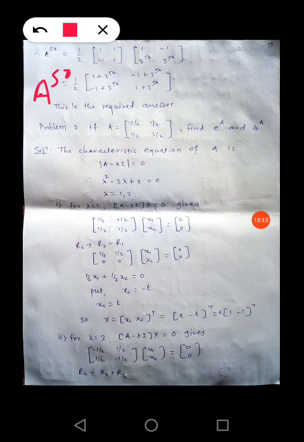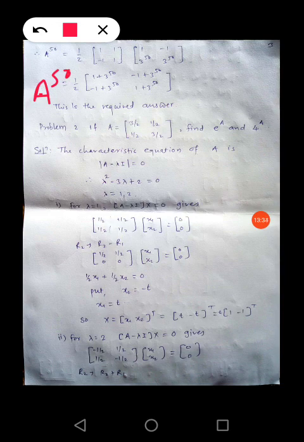It was asked in the May 2019 and November 2018 Mumbai University examinations. Problem number 2: if A is equal to [3/2 1/2; 1/2 3/2], then find e to the power A and 4 to the power A.